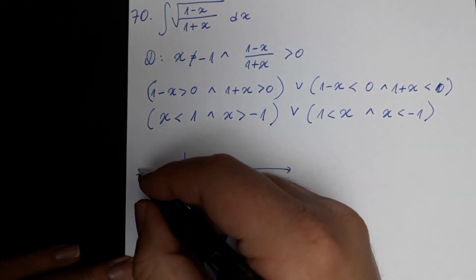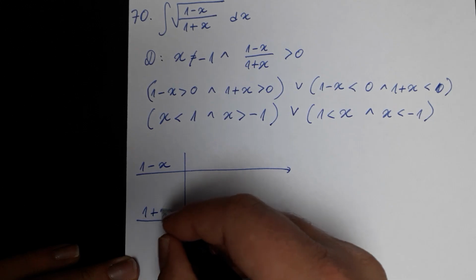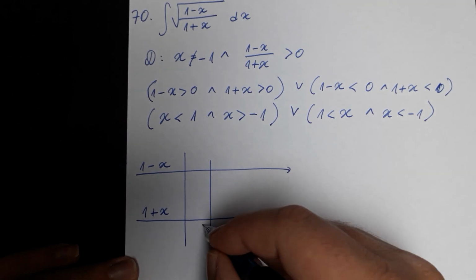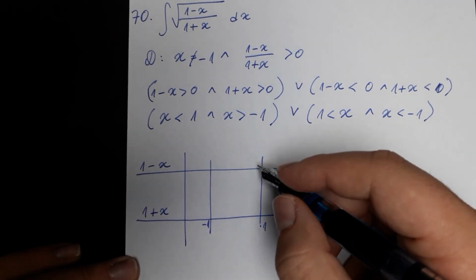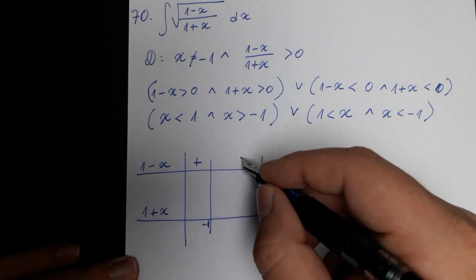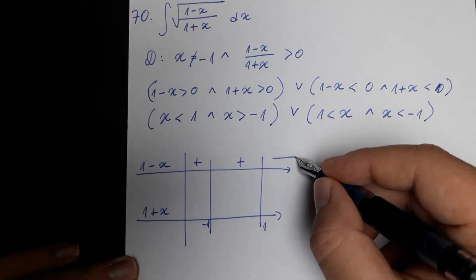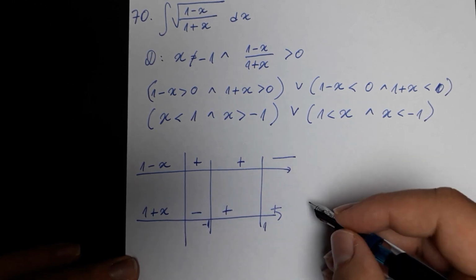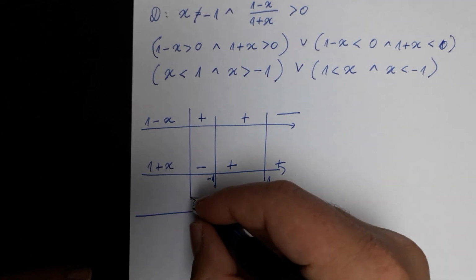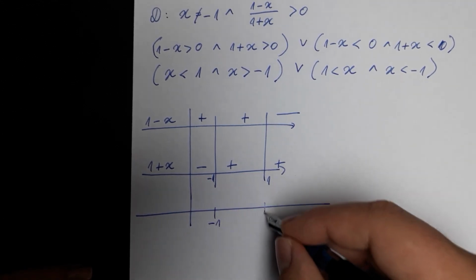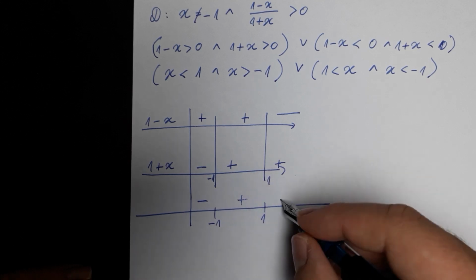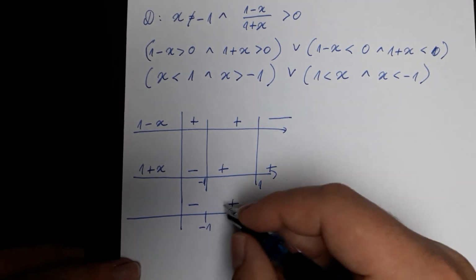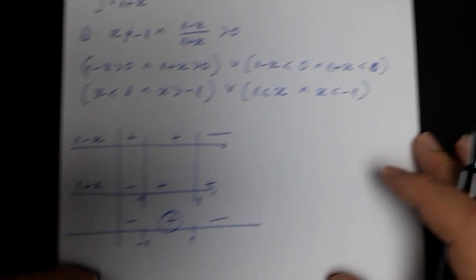Well, if we track 1 minus x and 1 plus x, we see that in the dots negative 1 and 1, the sign changes as follows. This is positive, positive, and then negative. And this is negative, positive, and positive here. So the combination of both of these signs is going to give us negative, positive, and negative. Since we need this to be positive, this is the interval in which we are.